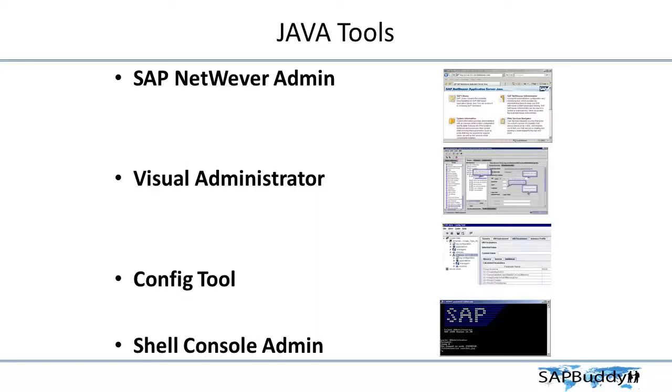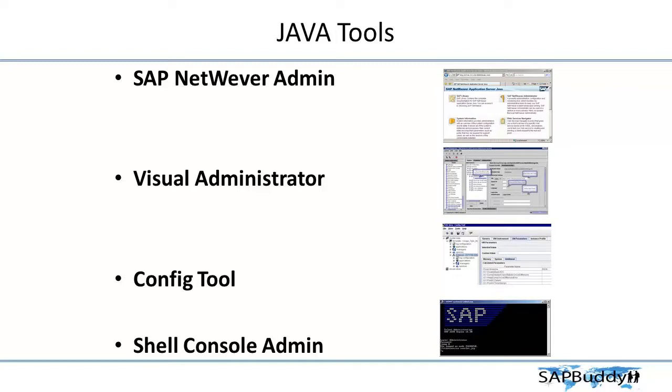So these are all the tools presently available in NetWeaver Java. First one is SAP NetWeaver Administrator, or SAP NetWeaver Admin. Basically, it's a web-based tool. We can call it from normal Internet Explorer, and this tool is quite important because there are a lot of advantages in it. We will see the detail of each and every tool in the coming slides, and we will also see in the system how it works, how we can use this tool.